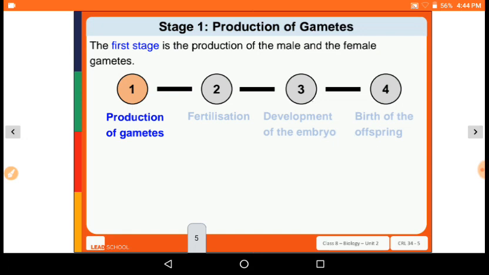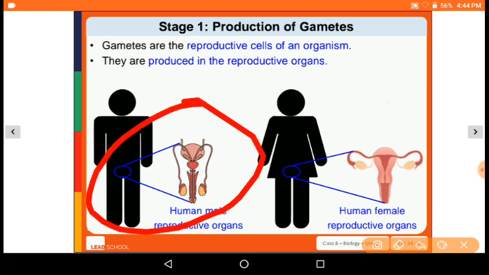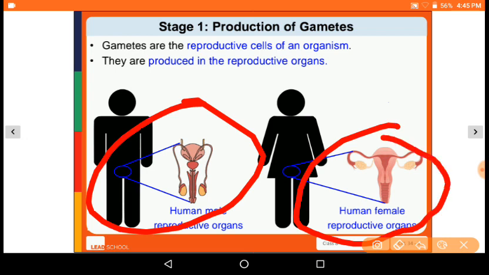So the first stage is the production of the male and female gametes. Male and female gametes are the reproductive cells of an organism. They are produced in the reproductive organs. Here you see the male reproductive organ in this image, and the second image is the female reproductive organ.